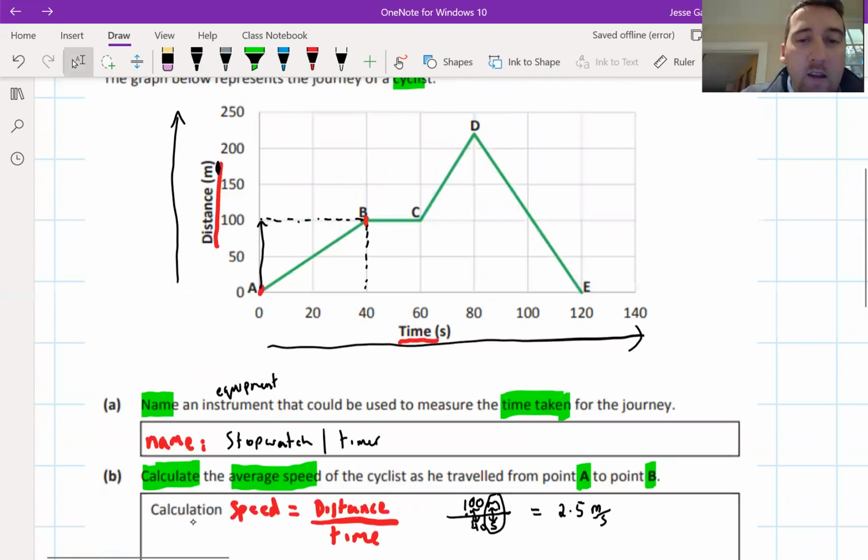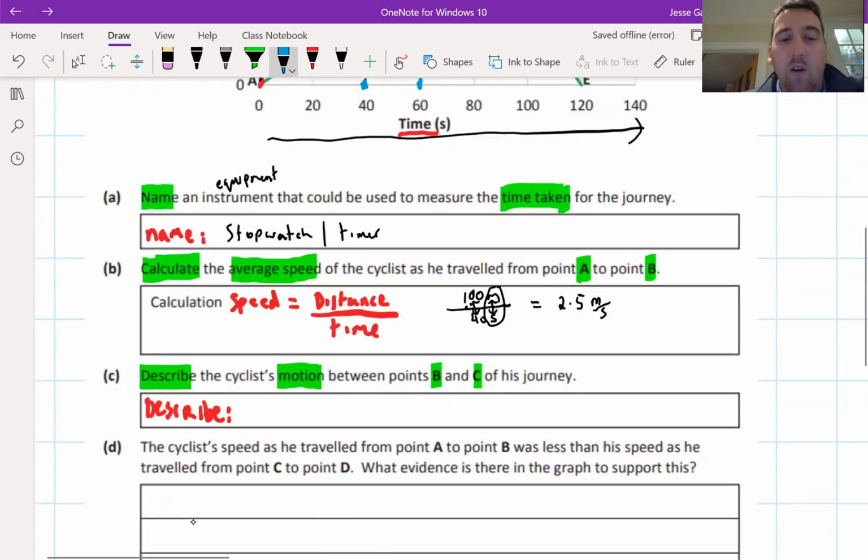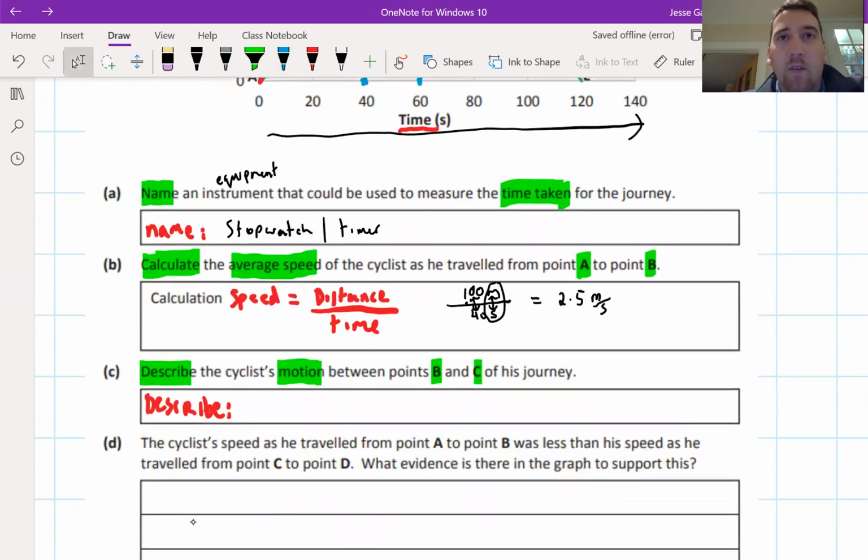So from B to C, what was happening to the distance he was traveling? Hopefully you can see the distance did not go up. Look, the graph is flat. He did not go anywhere. He stayed at 100 meters. Now he was stationary for 20 seconds, but that doesn't really matter how long he was there for in terms of speed. He wasn't going anywhere. So go ahead, pause the video and finish describing his motion.